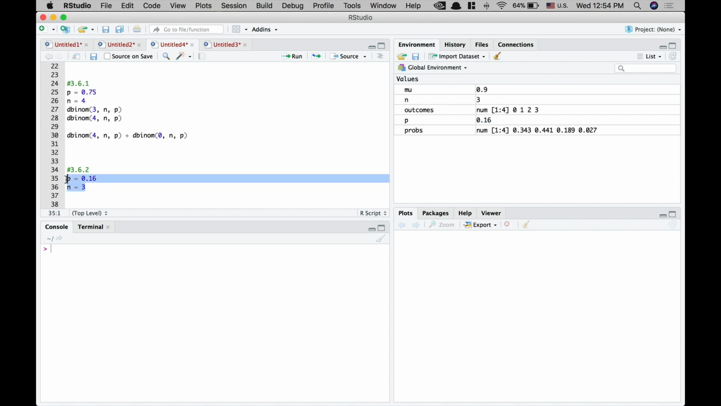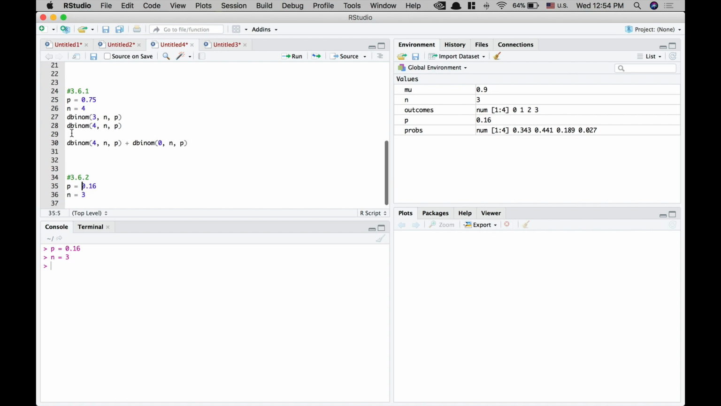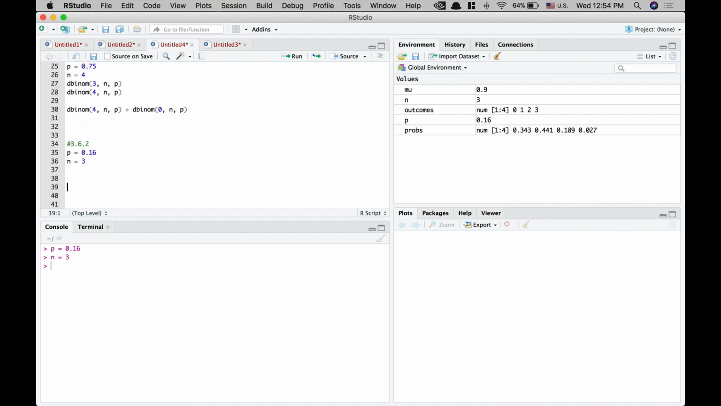So we run these 2 lines of code. Interestingly, if we define p as 0.16, it will erase what happened before, in this case p equal to 0.75. The first question asks if 2 are nearsighted, which means we have 2 successful trials. The number of trials is n, and the success rate is p. So the probability of seeing 2 nearsighted is 0.0645.